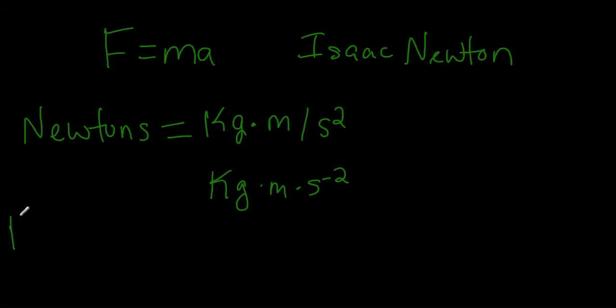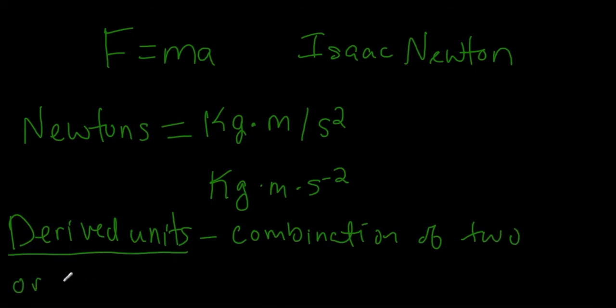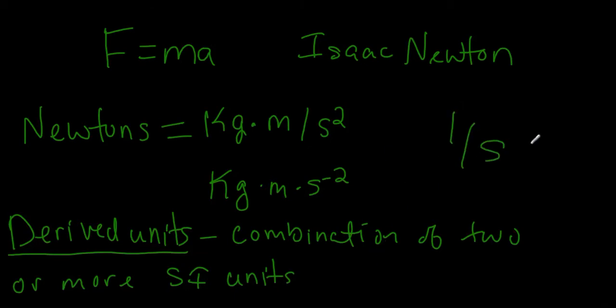These are what we call derived units. A derived unit is a combination of 2 or more SI units. So it can be something as simple as 1 divided by a second. That's equal to what we call a hertz when we talk about frequency. This is really just a math operation.